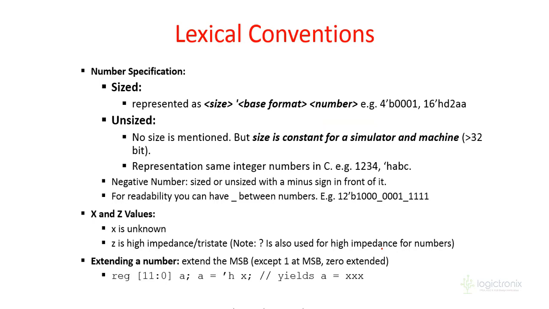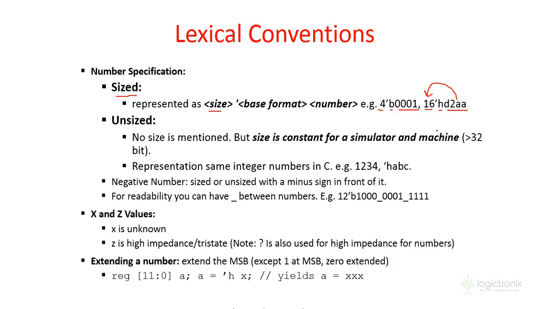So we have some number specification. Numbers can be sized, meaning the specific size can be fixed. We have an example here, a 4-bit binary 0001. So that is a binary value which is 4-bit, and it defines the binary. 16-bit x d2a is a 16-bit hex value. So if we want to define variables of any size, we use this type of standard.